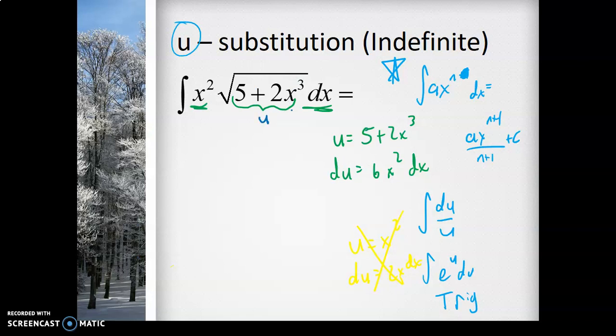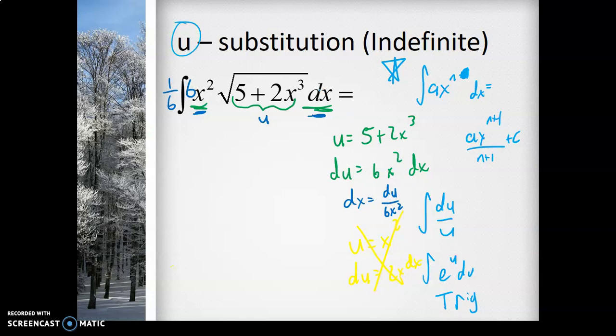To get my du, I didn't need just x squared and dx. I also needed 6. So I'd multiply the inside by 6 and the outside by 1/6. You can also solve this equation for dx and get du over 6x squared.